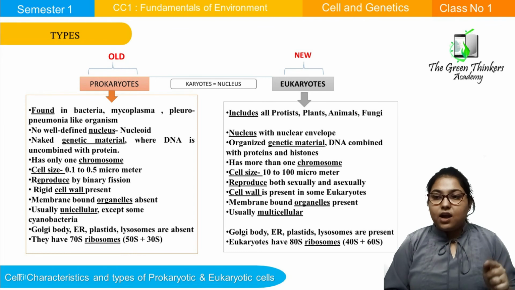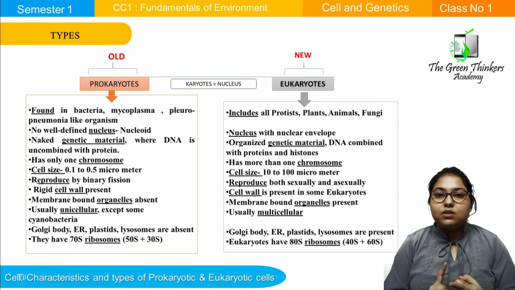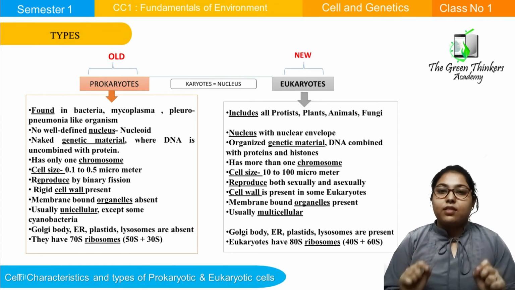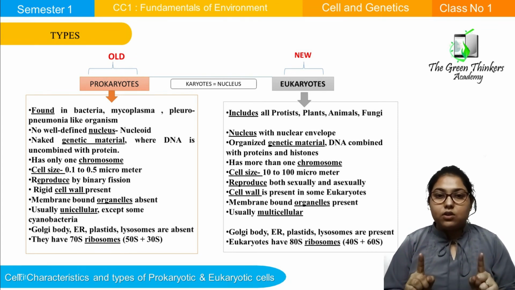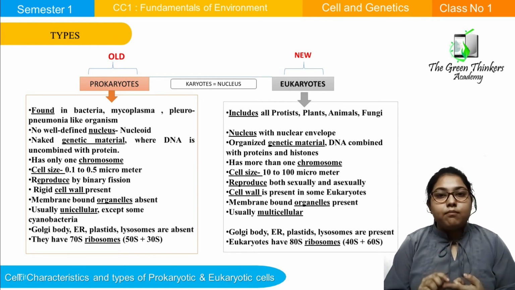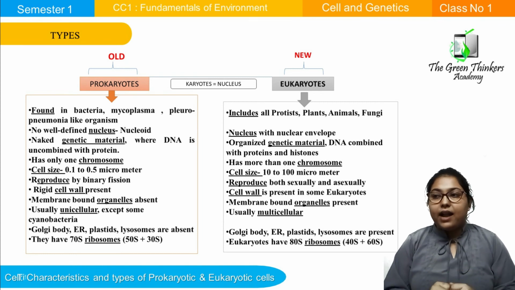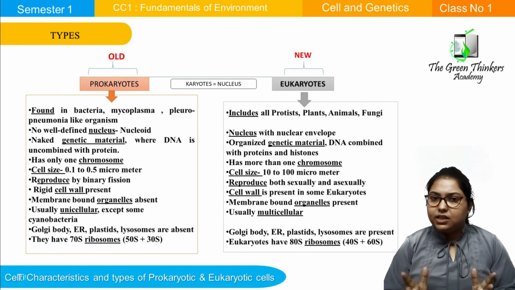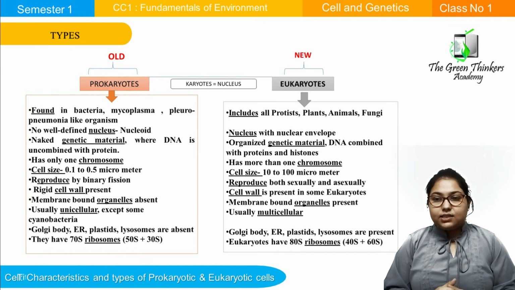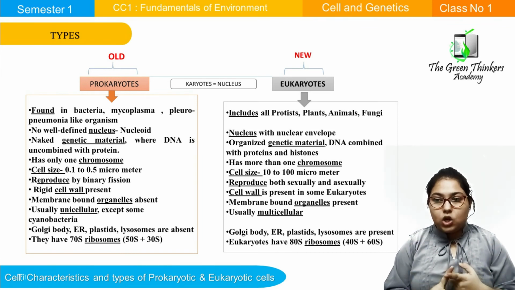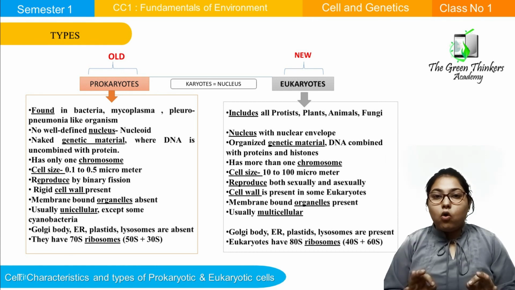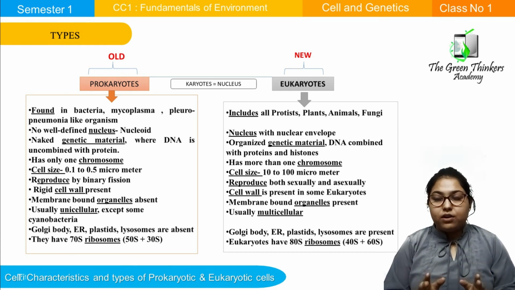Next, prokaryotes are unicellular except in cyanobacteria. We should note that all the prokaryotes are unicellular except the cyanobacteria. It is one of the major important points. Whereas the eukaryotes are usually multicellular in nature. Next are the organelles, that is the Golgi, endoplasmic reticulum, plastids, and lysosomes, which are all absent in prokaryotes, whereas in eukaryotes, they are present.